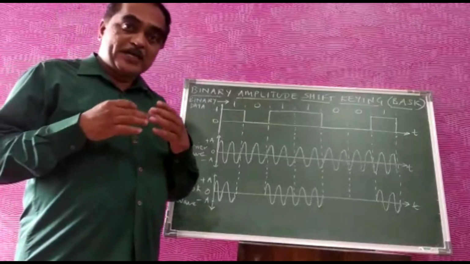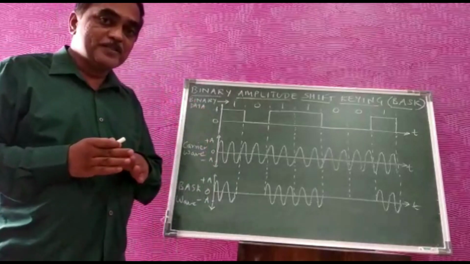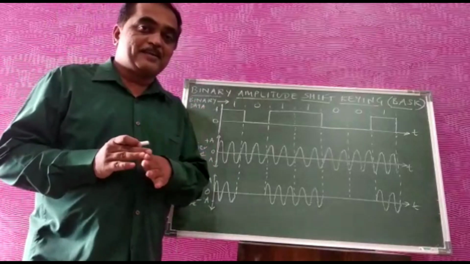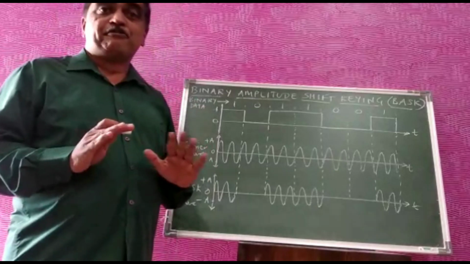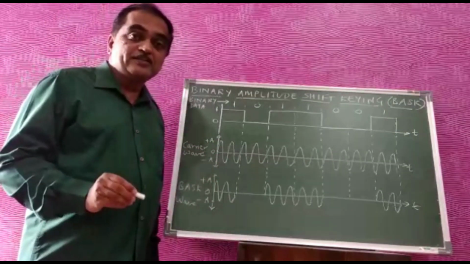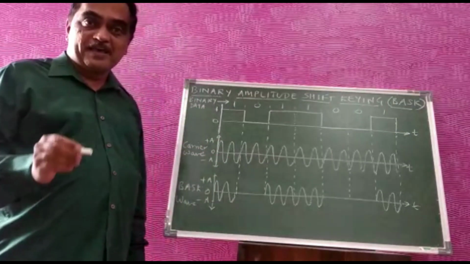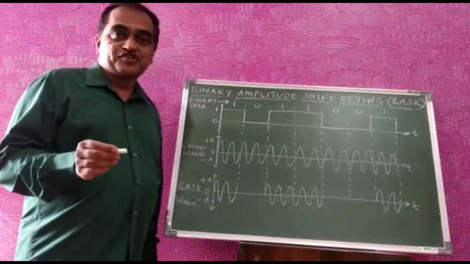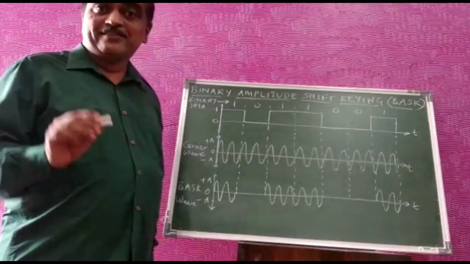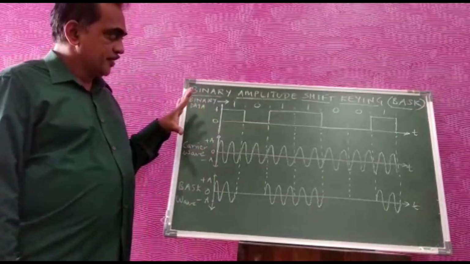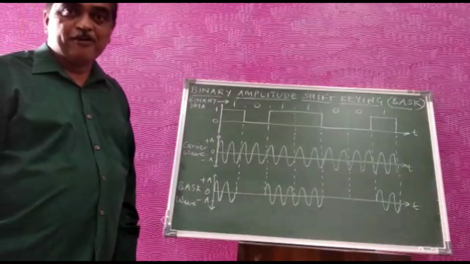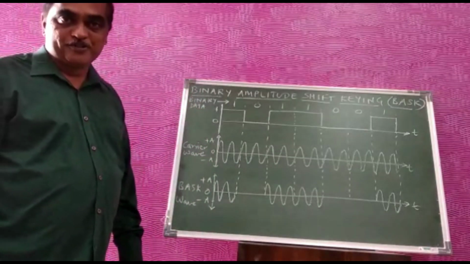Now in that, it has to keep the frequency and phase of the carrier constant. It should not change frequency and phase. It can only change the amplitude of the carrier according to the instantaneous value of the modulating signal. So here what I have shown is the waveforms of a binary amplitude shifting.